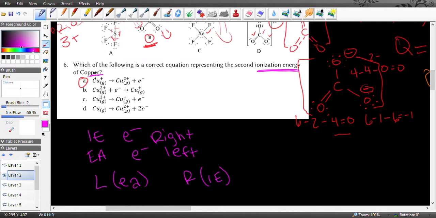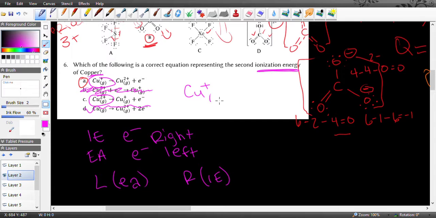So just by looking at this, we're talking about ionization energy. We need to make sure that the electron's on the right. So we can get rid of that, electrons on the left there. If we're talking about second ionization energy, that means the first one's already happened. We've already lost one electron. So copper is going to have a positive charge. So if we look on the left here, copper has a positive charge.